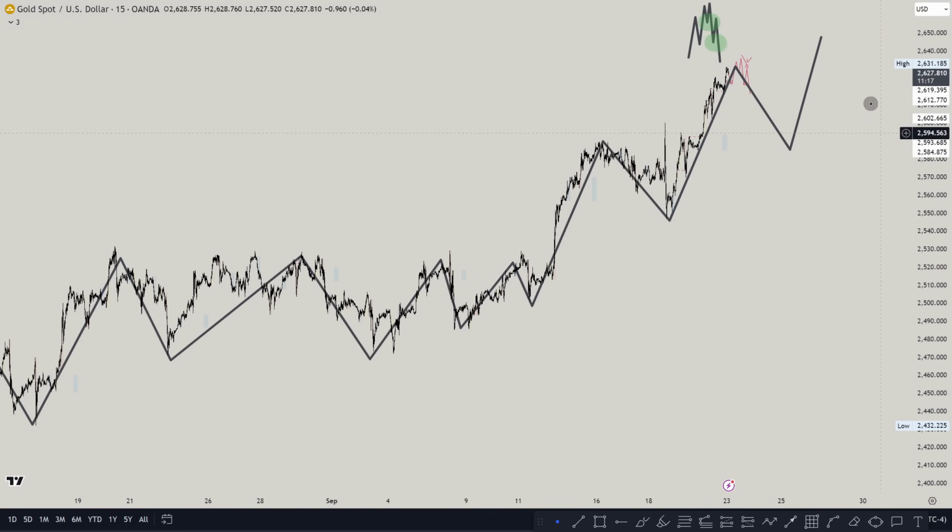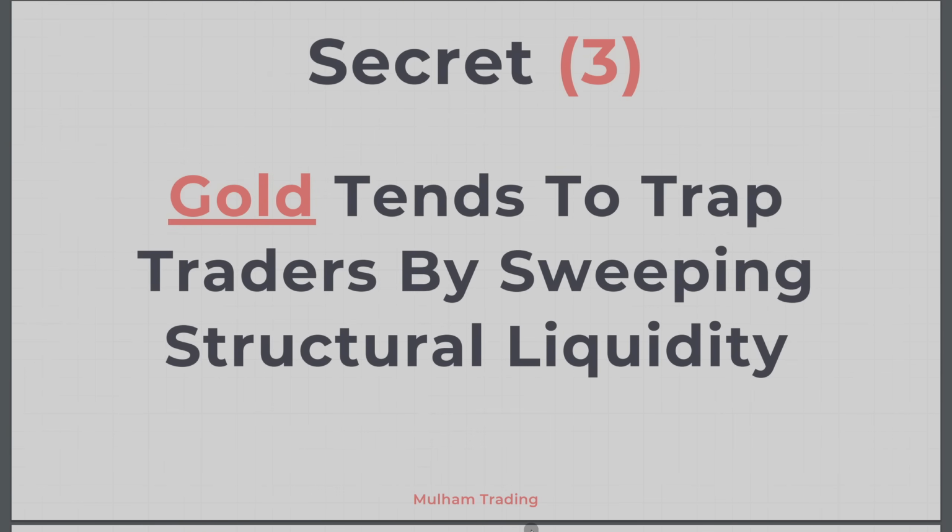Otherwise, for now, I can see gold maybe retracing, but then going higher. Again, unless I see a market structure shift and maybe two breaks of structure to the downside, I can change my idea. Secret number 3. Gold tends to trap traders by sweeping structural liquidity.